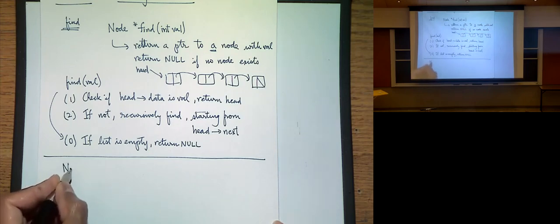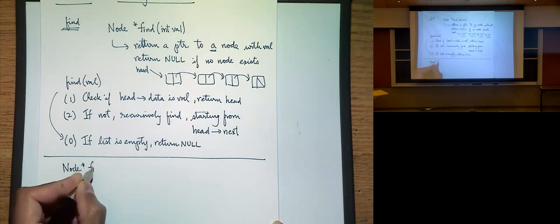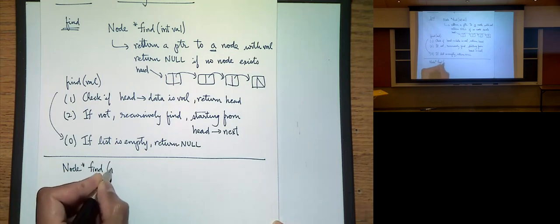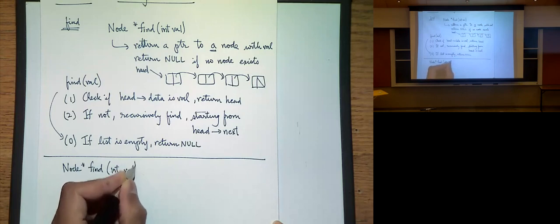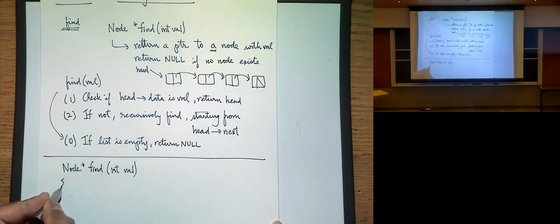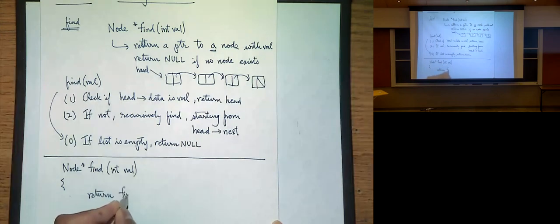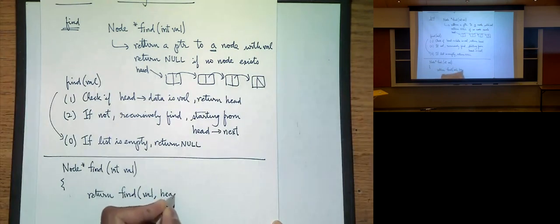So the first one is just going to be, right? I'm going to return find with two arguments, val and head. So let me write this, and then you can ask me questions.